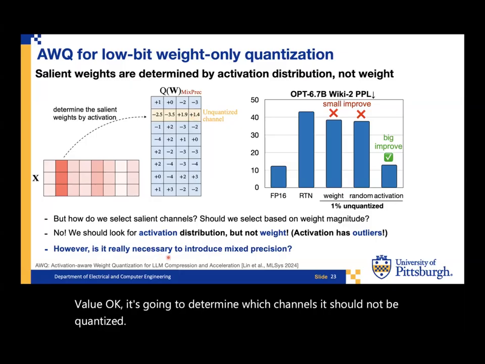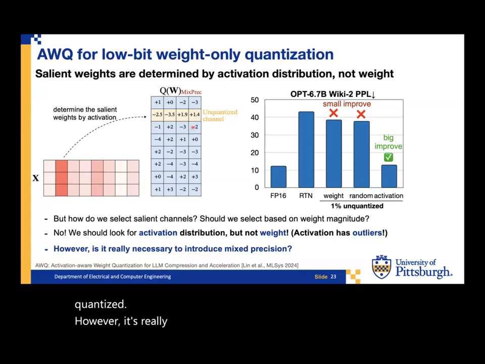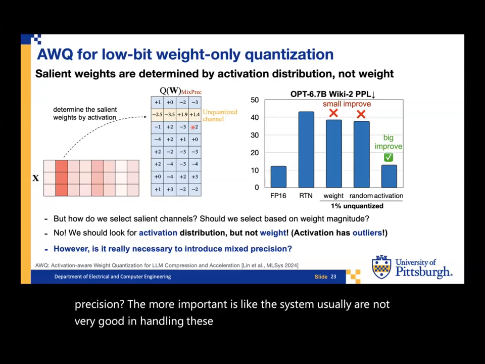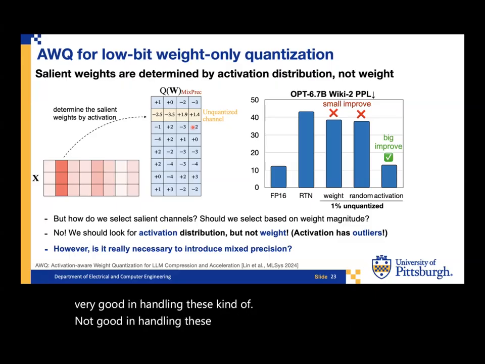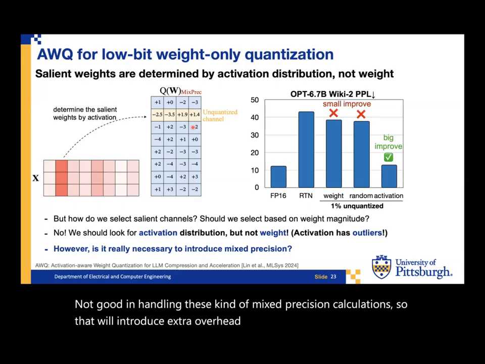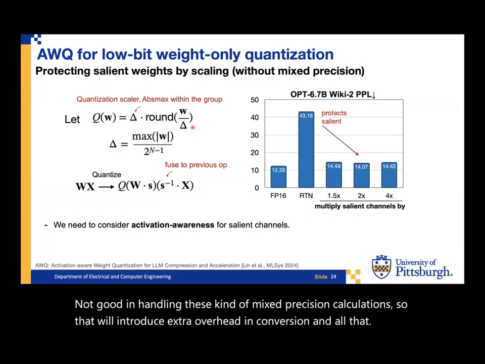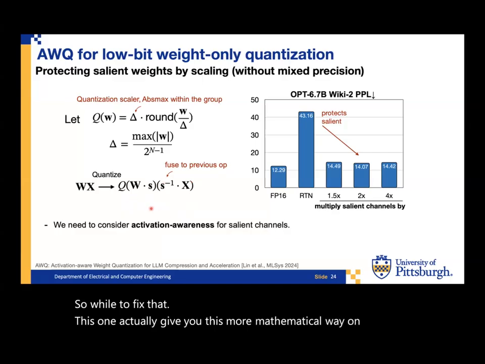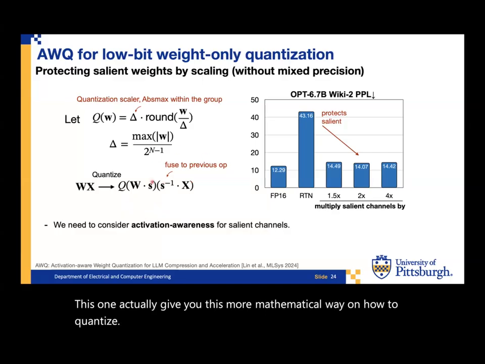However, is it really necessary to introduce mixed precision? More importantly, systems usually are not very good at handling these kinds of mixed precision calculations. That will introduce extra overhead in conversion and all that. So to fix that problem, this one actually gives you a more mathematical way on how you quantize this.